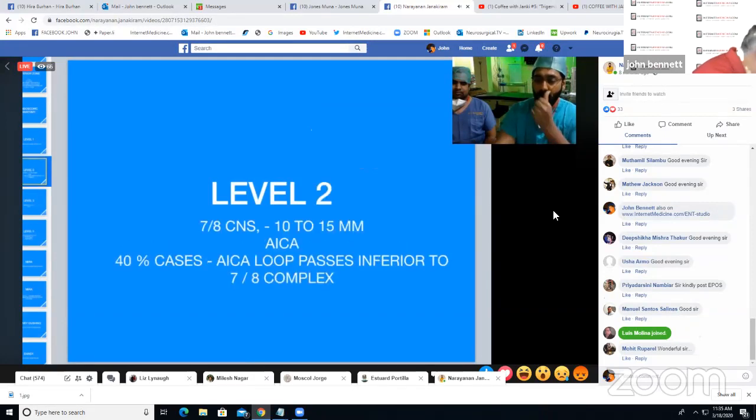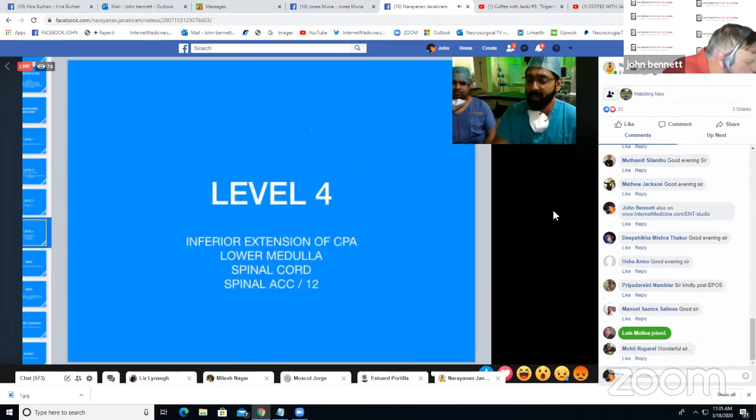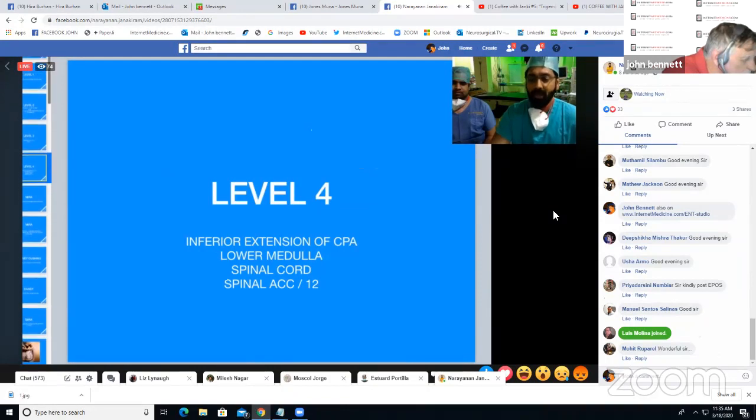Level 2 is you have to look at the 7, 8, that is the facial nerve and the acoustic vestibulocochlear nerve. It's around 10 to 15 millimeters, the cisternal segment, the AICA, and in 40% of the cases, the AICA loop passes inferior to the 7-8 complex. Now, level 3 is lower cranial nerves, 9, 10, 11, and the PICA. And level 4 is the inferior extension of the CPA, the lower medulla, the spinal cord, the spinal accessory nerve, and the 12th. So we have 4 levels.